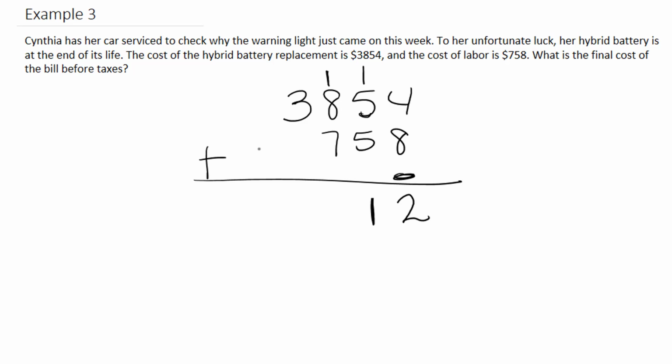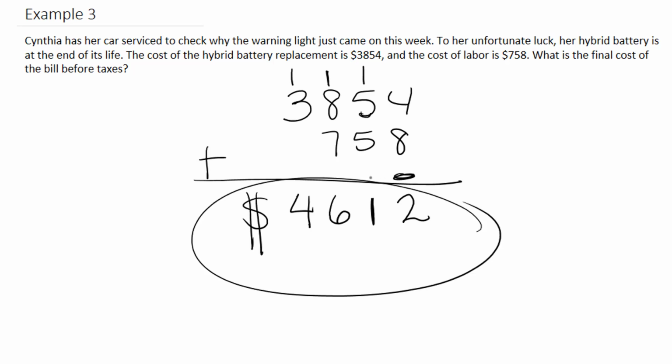So now we have 1 plus 8, which is 9, plus 7, which is equal to 16. So we're going to go ahead and put a 6, and then carry that 1. So now we have 1 plus 3, which is equal to 4. So the final cost before tax is $4,612. That would be our solution to this answer.